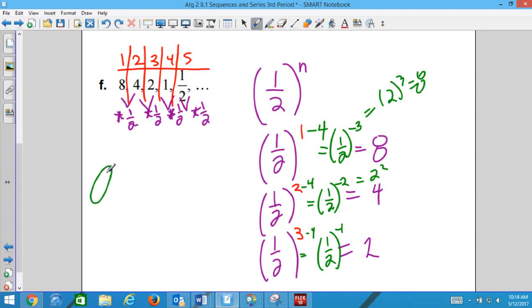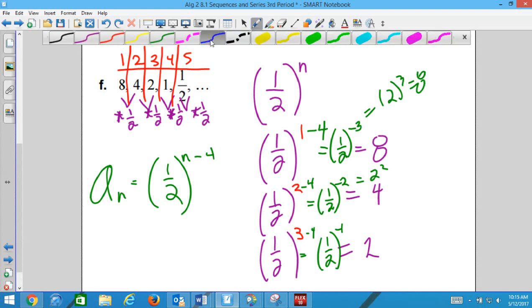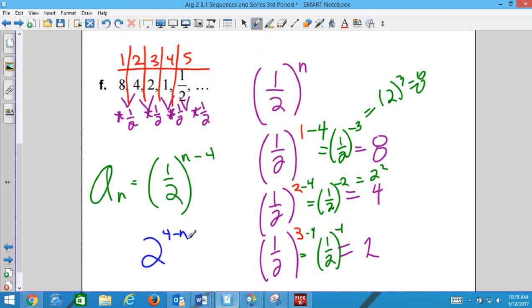It's not the only way you could write that formula, but that's the way the book would probably have it written. So we're going to do 1/2 to the n minus 4. I did 2 to the 4 minus n. Let me write that down. Oh yeah, I think that works. It does. Okay. 2 to the 4 minus n. So if I put in 1, yeah, that works. If I put in 4, that works. If I put in 5, yeah, that works too.